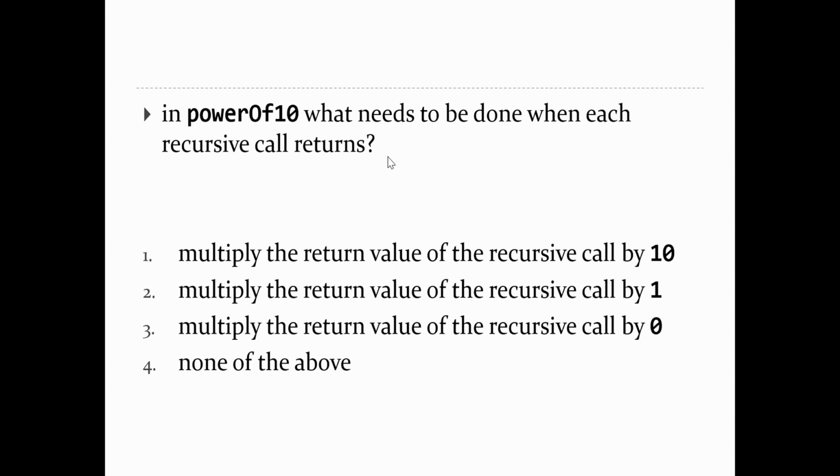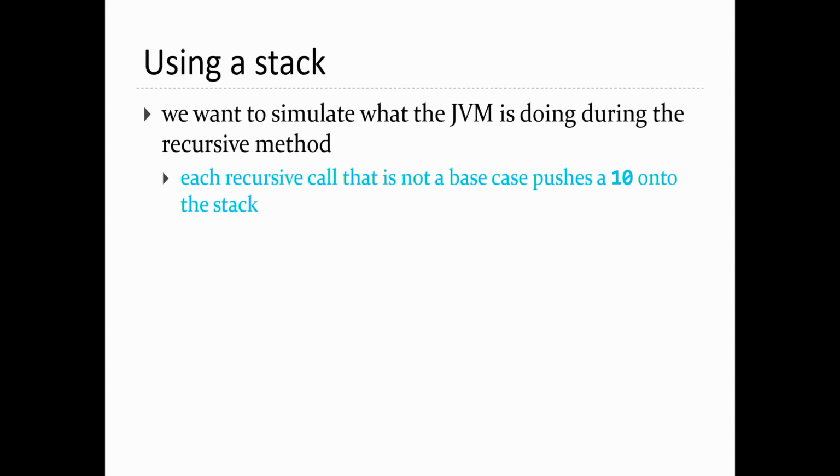Okay, so in power of 10, what needs to be done when each recursive call returns? Every time a recursive call returns, if you go back and look at the source code, the value returned by the recursive call gets multiplied by 10, because it's computing 10 times 10 to the power n minus 1 each time. So you need to multiply the return value of the recursive call by 10. Each recursive call that's not a base case is going to push a 10 onto a stack. So I'm going to push all the 10s onto a stack.